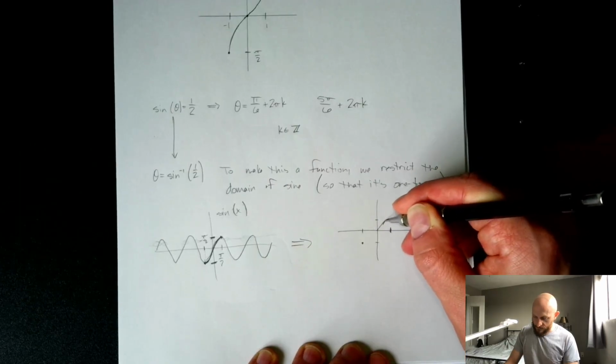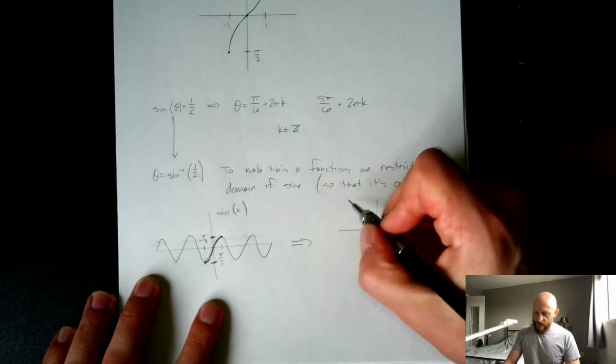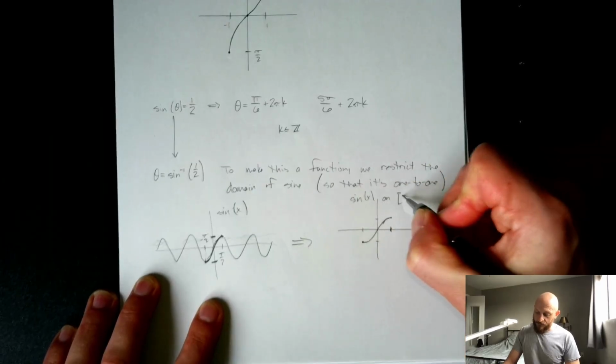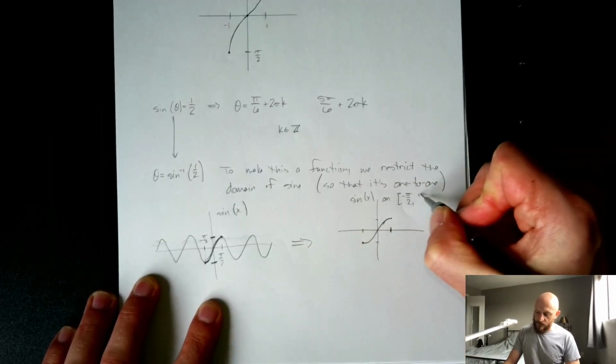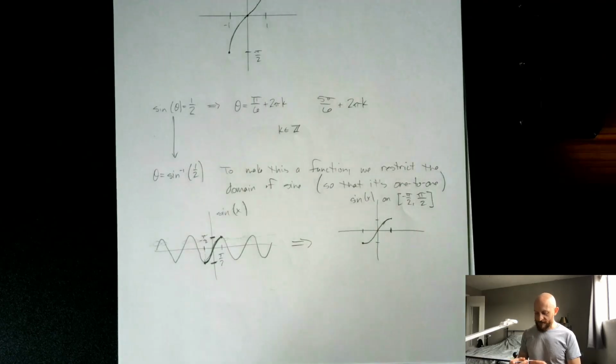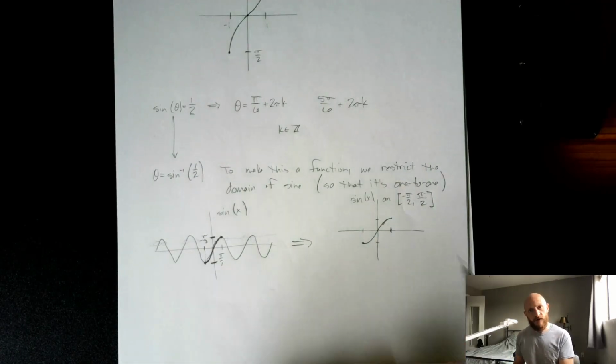There it is. That's just taking that same thing. So this is sine of x on negative pi over 2 to positive pi over 2. Okay, so how do we derive the inverse sine function from this restricted sine function?